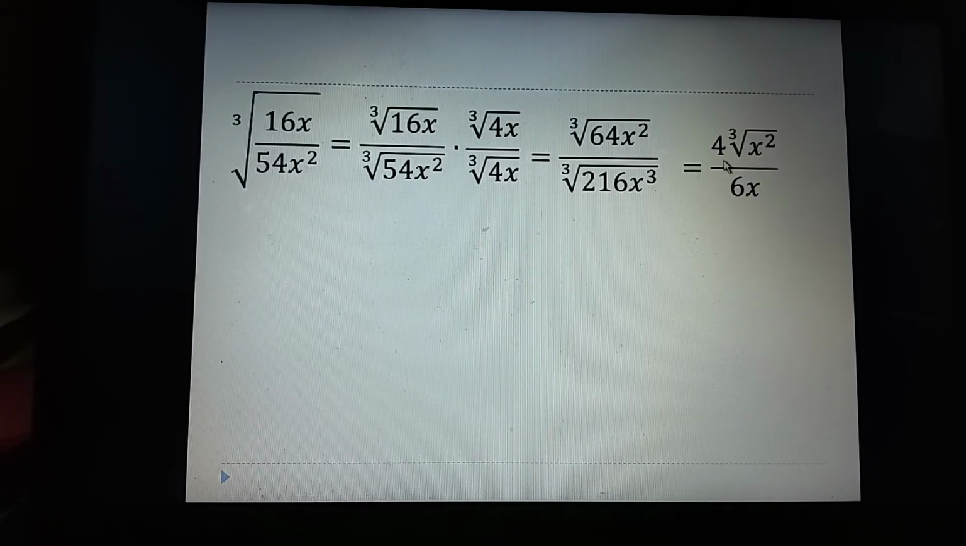So the cube root of 64 is 4. Keep the cube root of x squared. Cube root of 216 became 6. And this 3 and this 3 cancel out, so I have x.